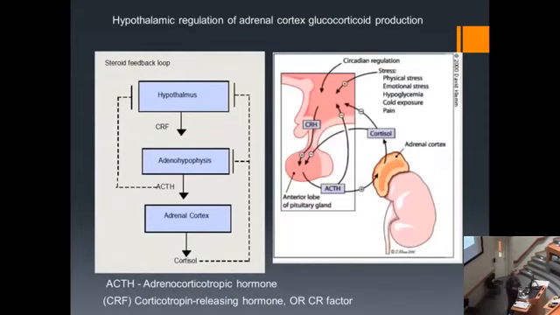There's a feedback loop that exists, and I'm sure you're all familiar with this. This is just a review of biology. Here you've got the hypothalamus secreting corticotropin-releasing hormone or corticotropin-releasing factor, same thing, hitting the adenohypophysis, which is going to produce ACTH, and that's going to stimulate the adrenal cortex to produce cortisol. Cortisol has a negative feedback loop, and ACTH coming from the adenohypophysis has a negative feedback loop going back to the hypothalamus. This basically just shows the same thing.